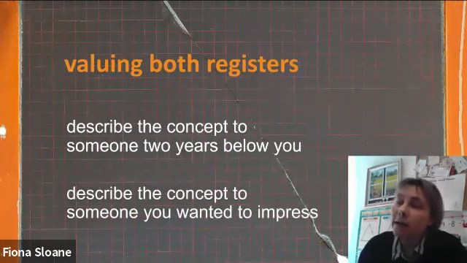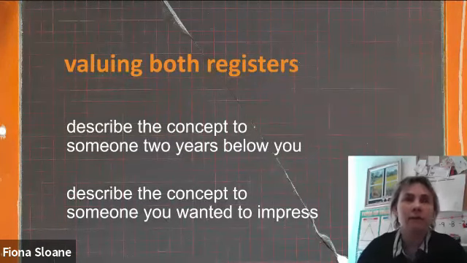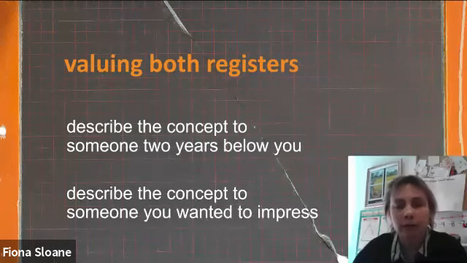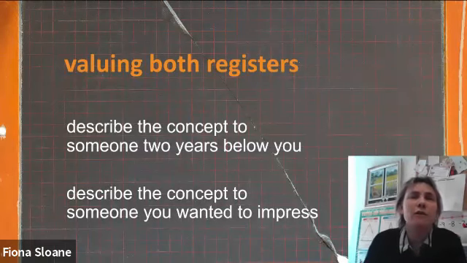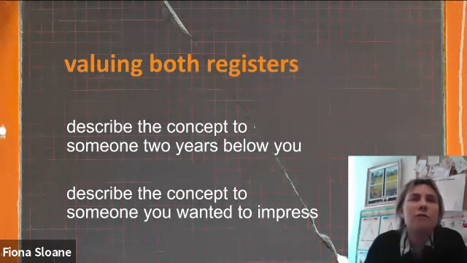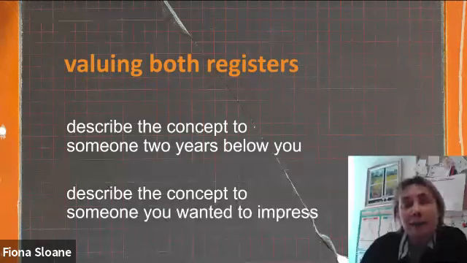The second bit is describe the concept to someone you wanted to impress. Now, for the older years, that's obvious. That's going to be college interviews or university interviews or something like that. For younger years, you can make a game of it. You can say, Elon Musk has come in and he's got £1 billion, and he wants to know who knows this topic the best. You've got to really sound like a scientist here. And so there's a couple of ways you can help them to do that. You can have quite a lot of fun with this.